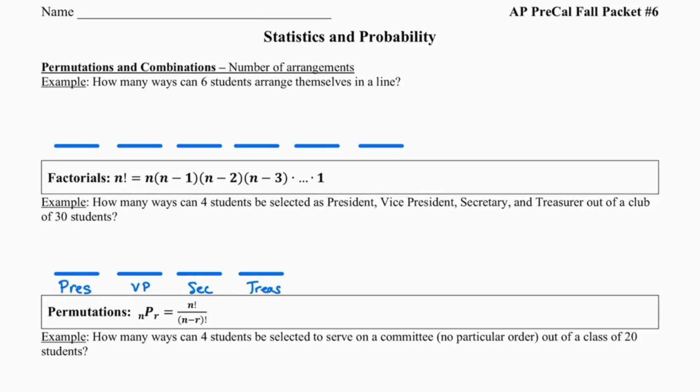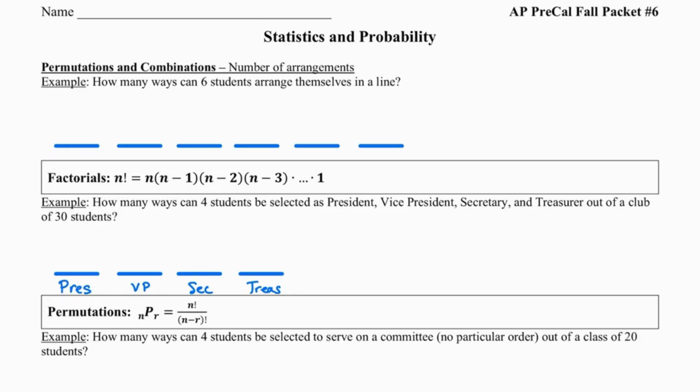So there is this thing called the basic counting principle that says that however many things you have for each option, you multiply those numbers. For example, this first question here: how many ways can six students arrange themselves in a line?